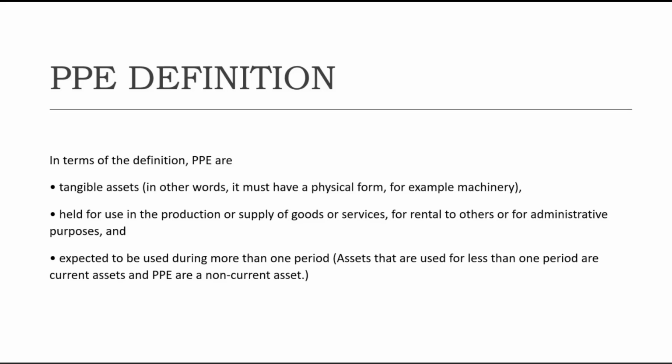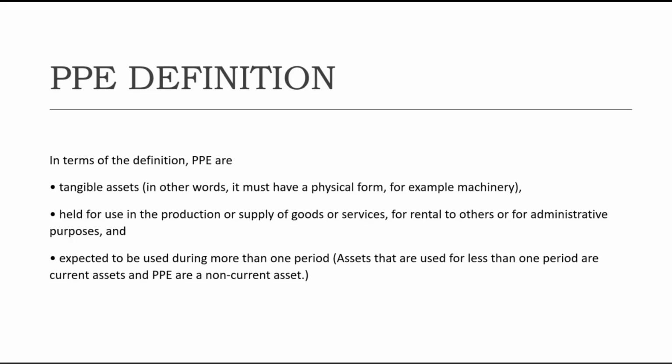Does everyone understand this? So that is the difference between an inventory and property, plants, and equipment. If you look at the definition of property, plants, and equipment, it says what? It's a tangible asset. You can touch it. You can touch a computer. It's held for use in the production or supply of goods and services. Something that you hold in the production of goods.